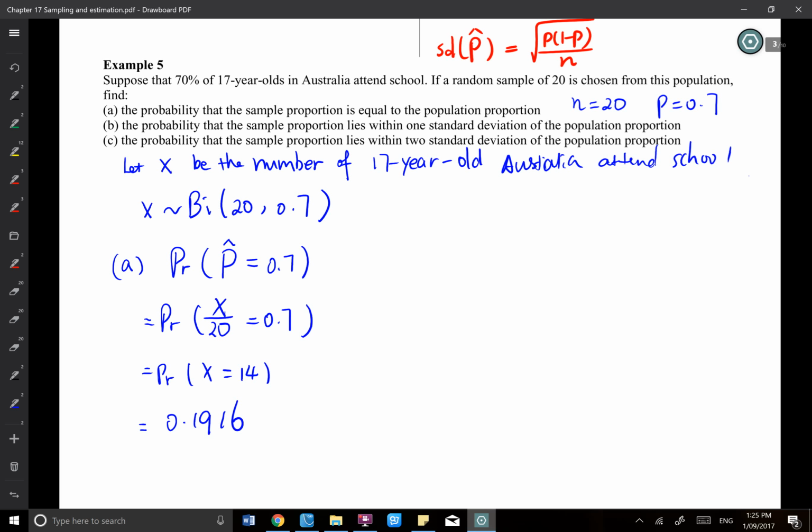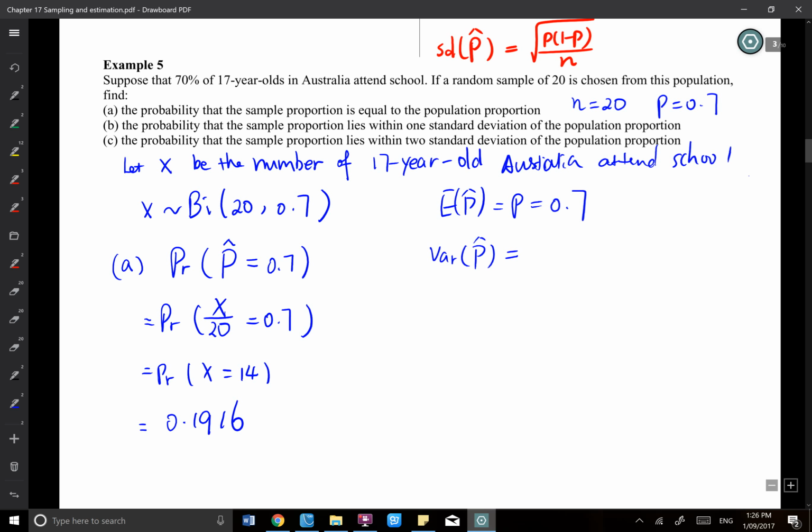Okay, B. The probability that the sample proportion lies within 1 standard deviation of the population proportion. Okay, within 1 standard deviation, I need to find what is the standard deviation for p hat. So, what's the variance of p hat, everyone? Well, you know the expectation of p hat must be the same as the true population proportion, which is 0.7. What's the variance of p hat?